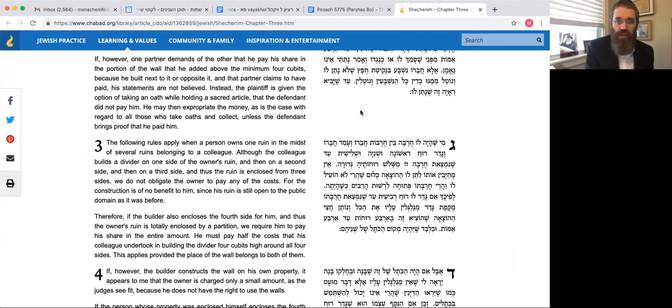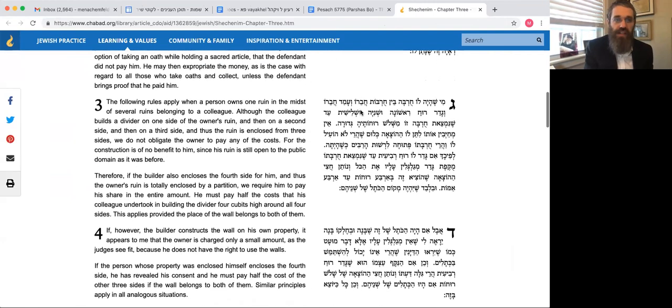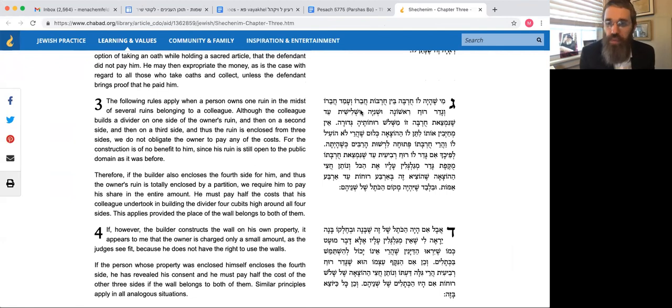Maimonides, the Laws of Neighbors, chapter 3, section 3, which is where we're up to. Last week we read sections 1 and 2, or last two weeks we read sections 1 and 2. The following rules apply when a person owns one ruin in the midst of several ruins. A ruin is a house, but it's not functioning. It's not fully functioning. Nobody's living there.